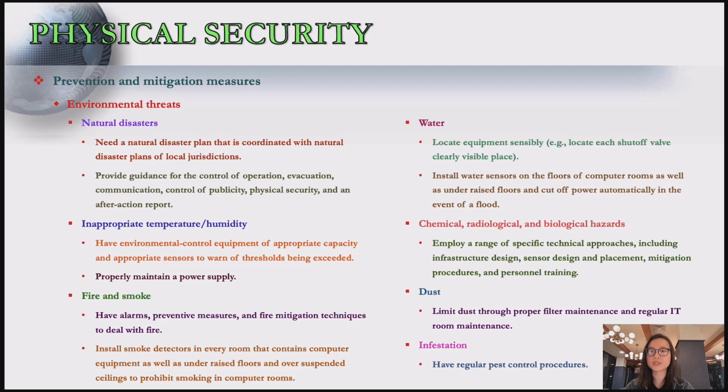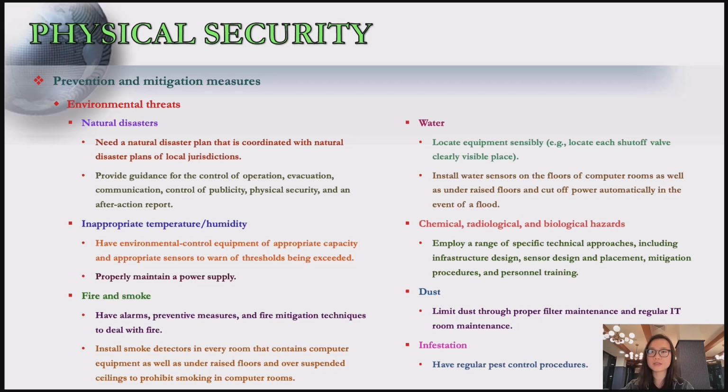Dealing with inappropriate temperature and humidity threats is primarily a matter of having environmental control equipment of appropriate capacity and appropriate sensors to warn of temperature or humidity problems. Dealing with fire involves a combination of alarms, preventative measures, and fire mitigation techniques. To deal with the threat of smoke, the responsible manager should install smoke detection in every room that contains computer equipment, as well as on the raised floors and over suspended ceilings, and prohibit smoking in computer rooms.